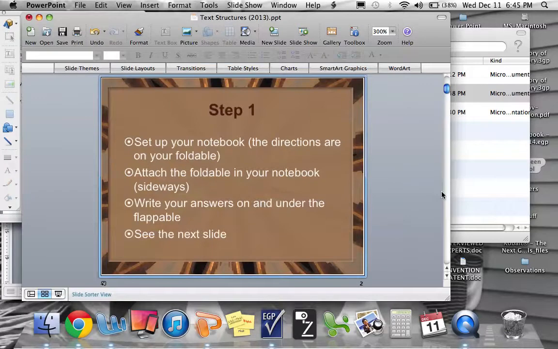The first part of this assignment is to set up your notebook. So you're going to want to take your notebook, and the directions are on your foldable. You're going to attach the foldable in your notebook sideways and write your answers on or under the flappable. And I'm going to show you an example in the next slide.